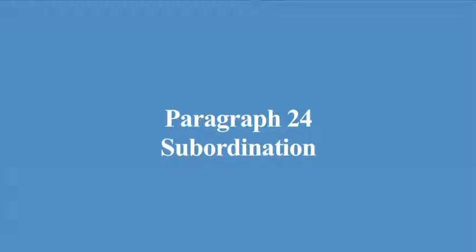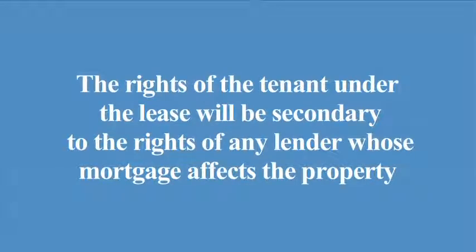Paragraph 24, subordination. This paragraph explains that the rights of the tenant under the lease will be secondary to the rights of any lender whose mortgage affects the property, or to the rights of any owners association affecting the property.